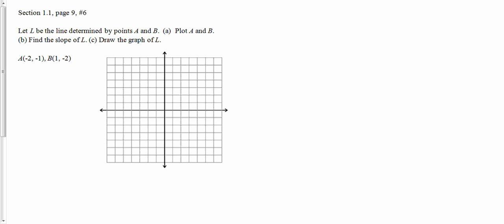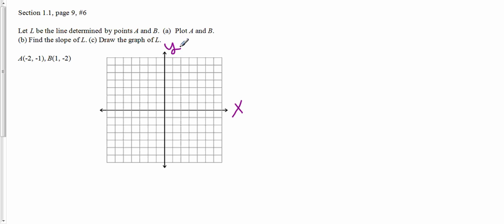So I hope you remember that when we're plotting points, the x-axis is the horizontal axis, and the y-axis is the vertical axis. And then we're just going to plot these points A and B. For our problem, point A is at -2, -1, and point B is at 1, -2.